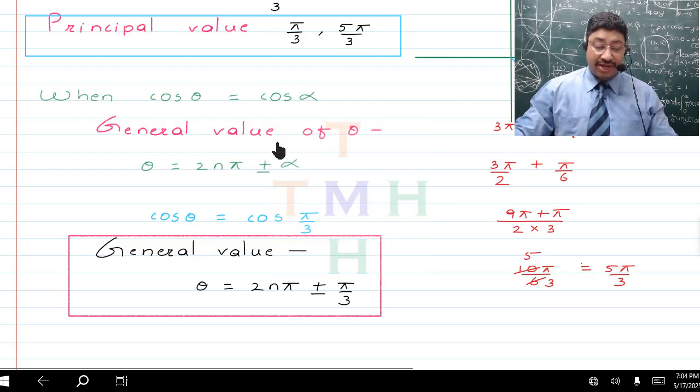Now we talk about the general value of theta. For that, when we have cos theta equal to cos alpha, then theta becomes equal to 2n pi plus minus alpha.